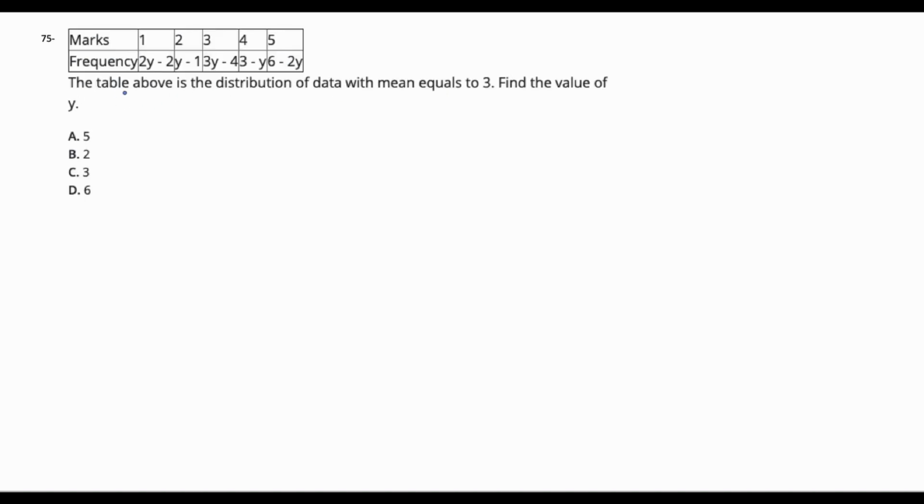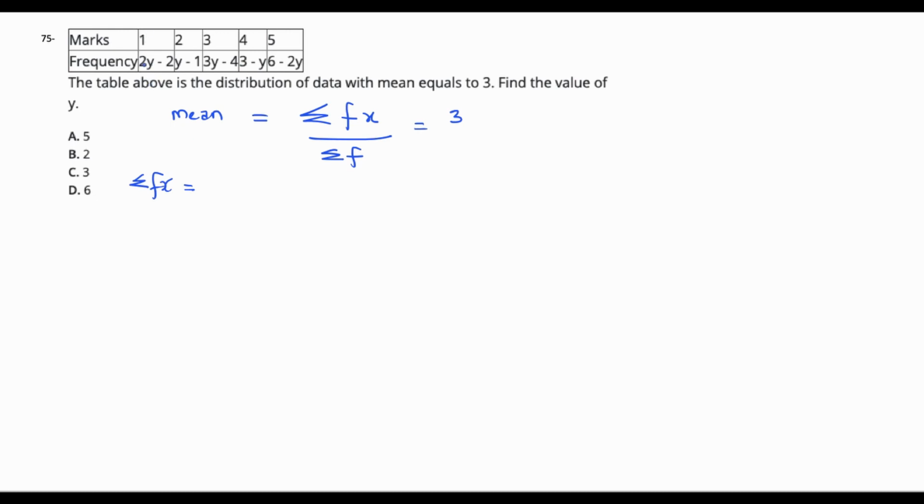Question 75 says the table above is the distribution of data with mean equals to 3. Find the value of y. So we know that the mean of data presented such as this is the same as the summation of the frequency multiplied by each mark divided by the summation of the frequency. And this, we're told, is equal to 3.